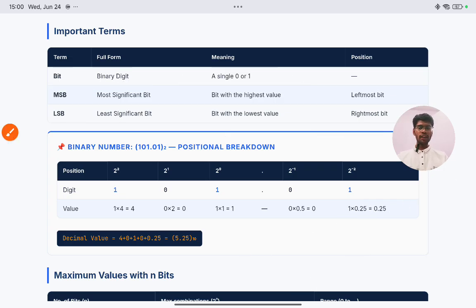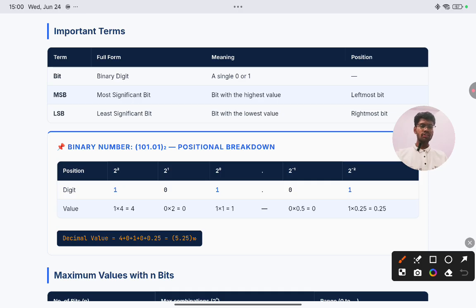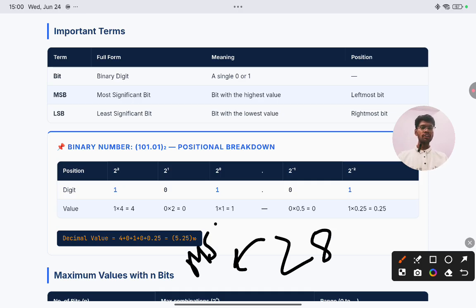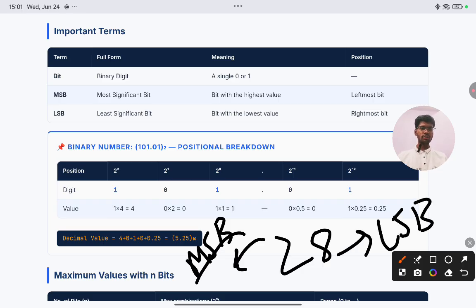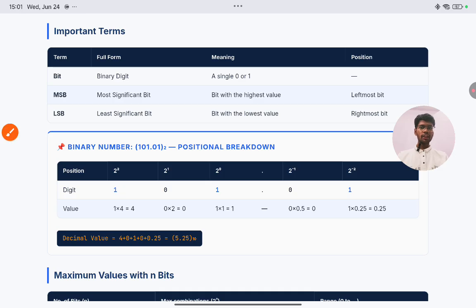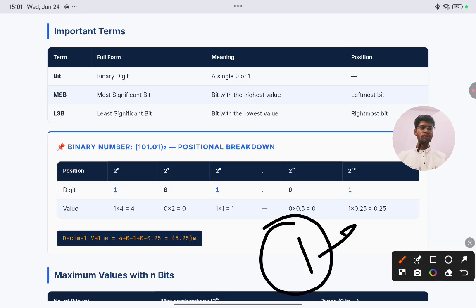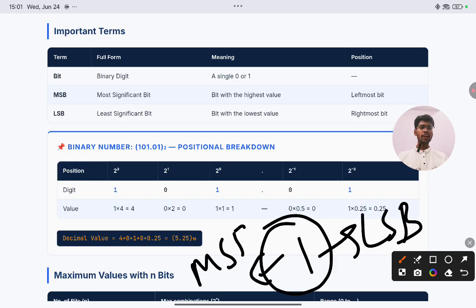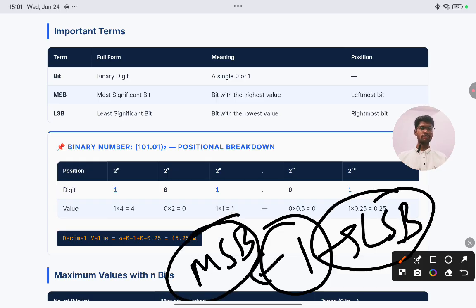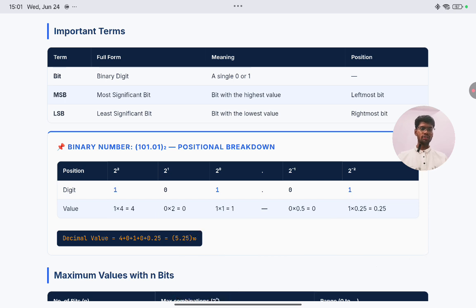And if there are two digits, like 28, this 2 is in the tens place, so it is the MSB, and 8 is the LSB here, the least significant digit in 28. And if we have just one digit, let's say 1, then 1 is itself the LSB and also the MSB, because there is only one digit, the units digit.